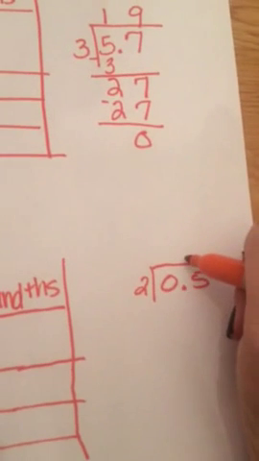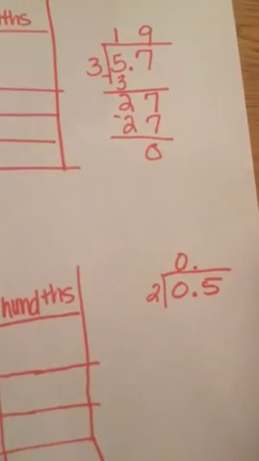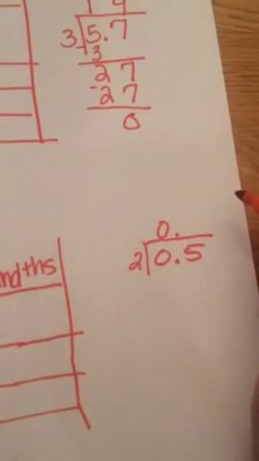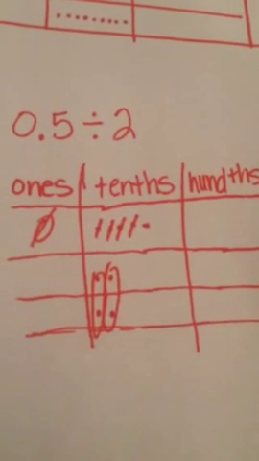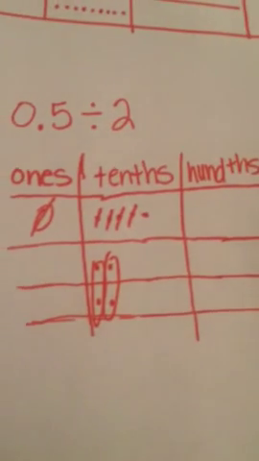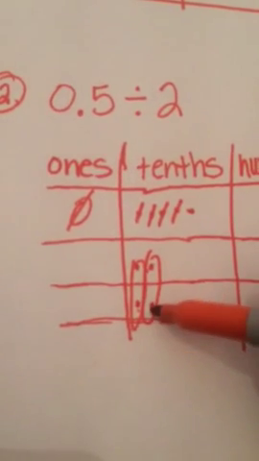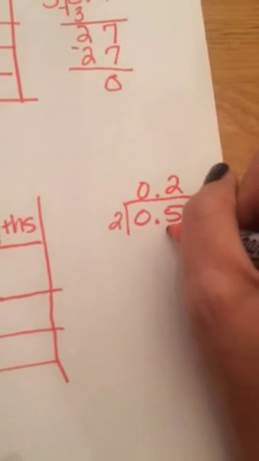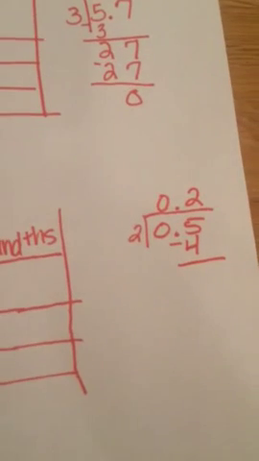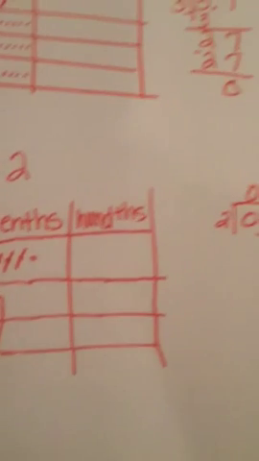So we're going to go up here. We were not able to use any of the ones place. We had a big 0 there, so I'm going to put a 0 on top. And I was able to make 2 groups. I used a total of 4 dots for that. Now before we subtract, we know there's 1 dot left over.